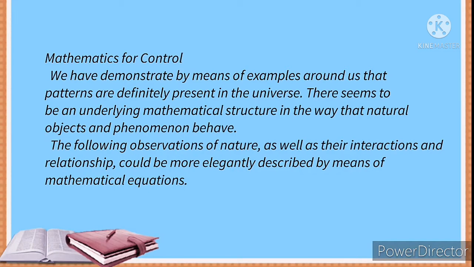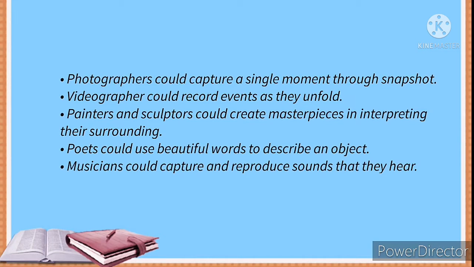Mathematics for control. We have demonstrated by means of examples around us that patterns are definitely present in the universe. There seems to be an underlying mathematical structure in the way that natural objects and phenomena behave. The observation of nature, as well as their interaction and relationship, could be more elegantly described by means of mathematical equations. Photographers could capture a single moment through a snapshot.